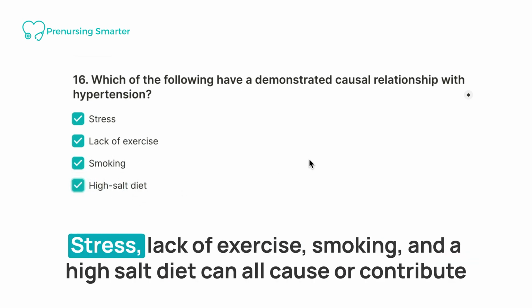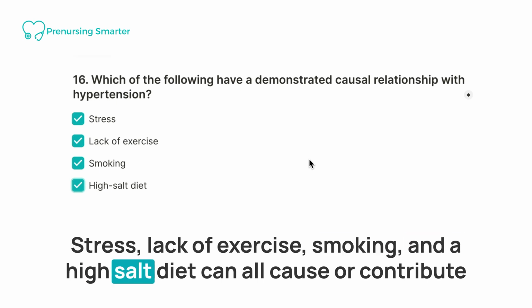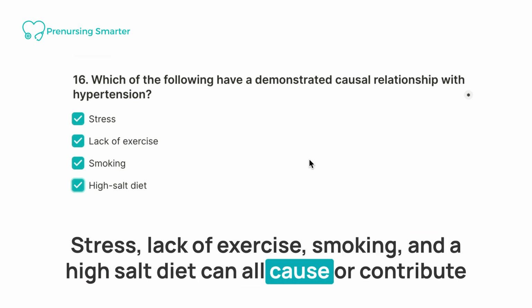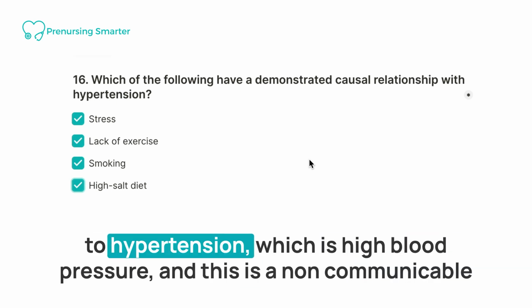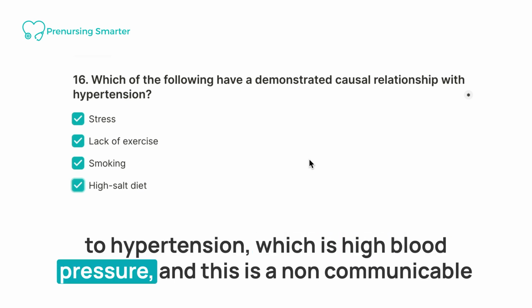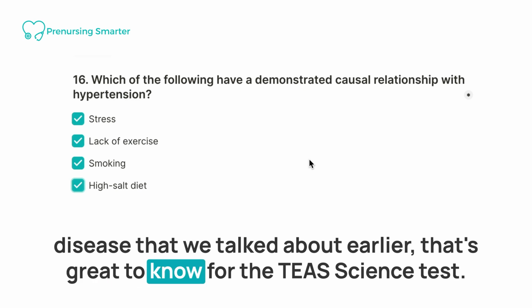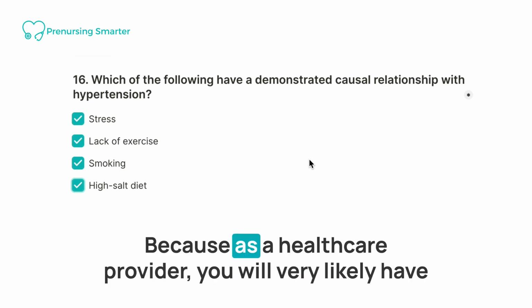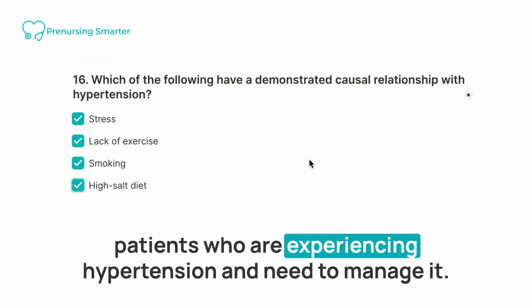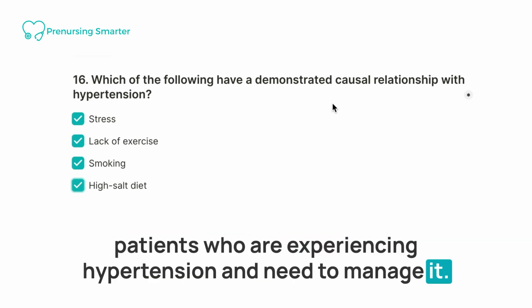All of them. Stress, lack of exercise, smoking, and a high salt diet can all cause or contribute to hypertension, which is high blood pressure. And this is a non-communicable disease that we talked about earlier. That's great to know for the TEAS science test, because as a healthcare provider, you will very likely have patients who are experiencing hypertension and need to manage it.